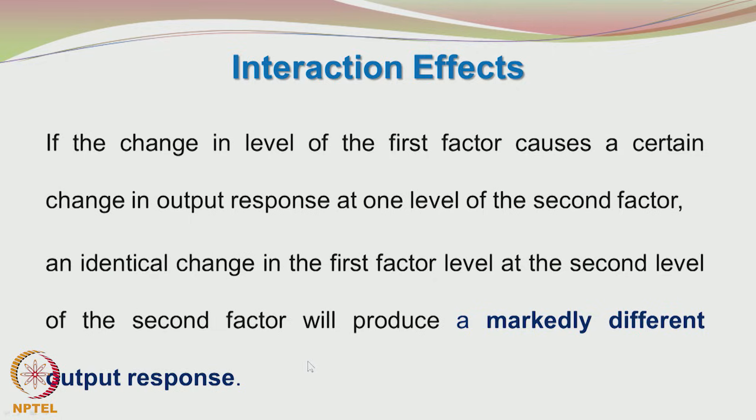So, you may want to read this a couple of times to understand it fully. All it says is when you go from one level to another level for a particular factor, the response depends upon what level you have fixed for the second factor. If the level you have fixed for the second factor makes a difference, then the two variables are said to interact.